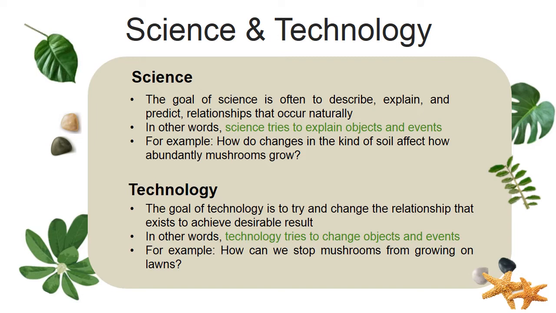Technology. The goal of technology is to try and change the relationship that exists to achieve desirable result. In other words, technology tries to change objects and events. For example, how can we stop mushrooms from growing on lawns?